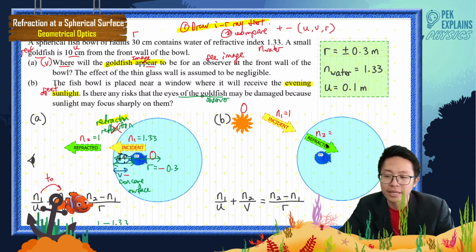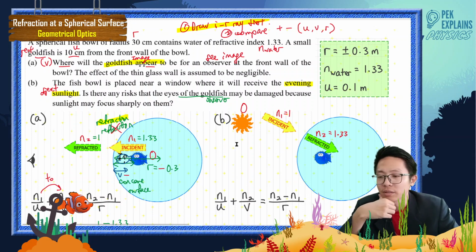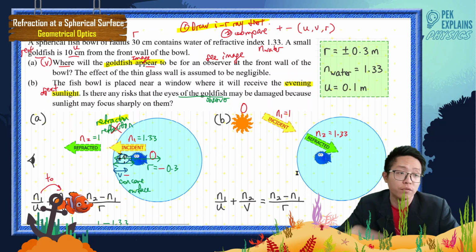Incident ray is n1, refracted ray is n2. So n2 is 1.33 already. Okay, we already have n1 and n2. Now, where is the object? What is the object distance? We also want to know where the image is formed for this question.